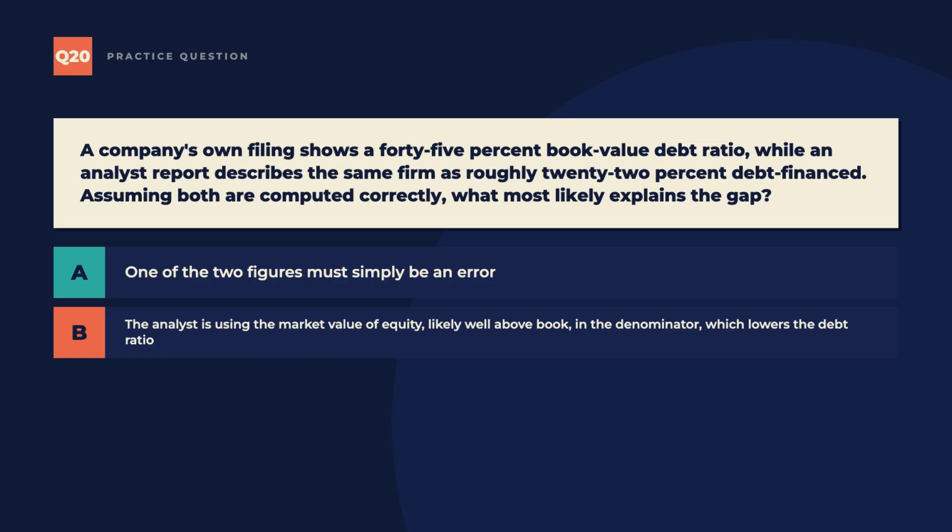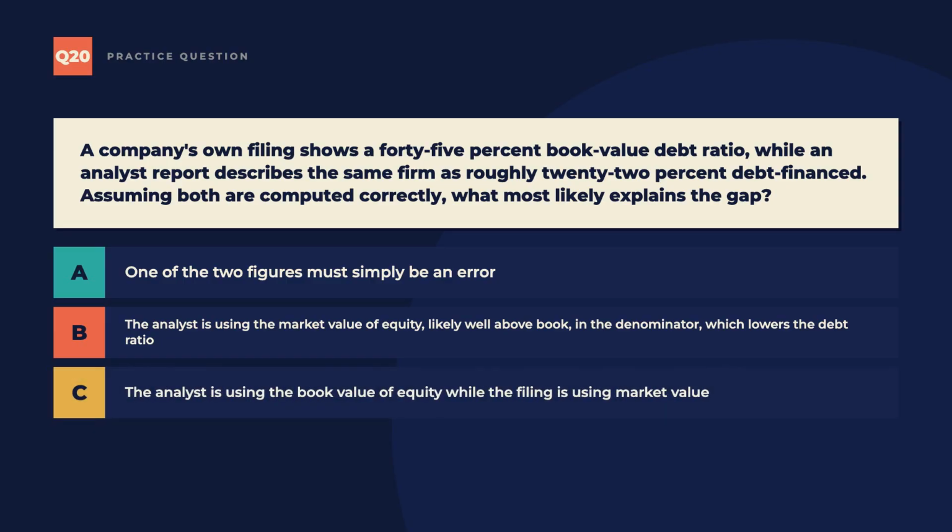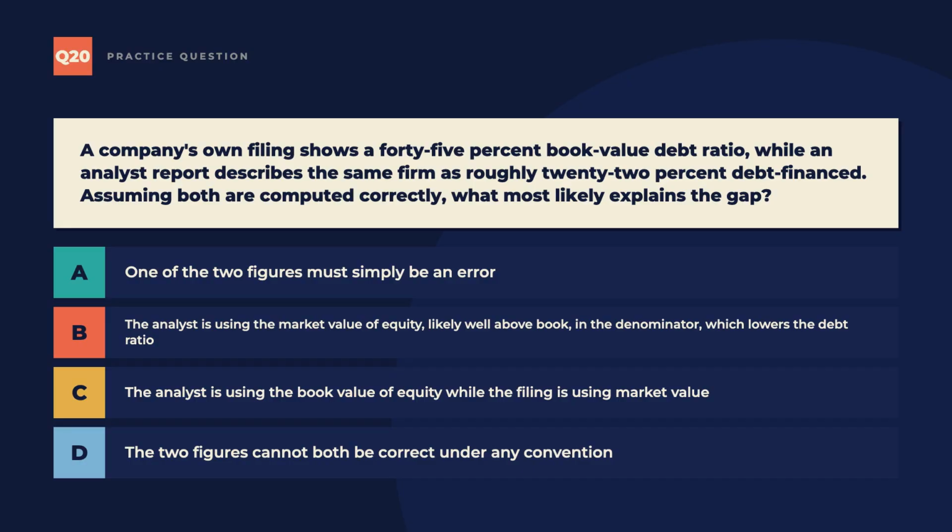B. The analyst is using the market value of equity, likely well above book, in the denominator, which lowers the debt ratio. C. The analyst is using the book value of equity while the filing is using market value. D. The two figures cannot both be correct under any convention. What's your answer? Commit to one before I continue.